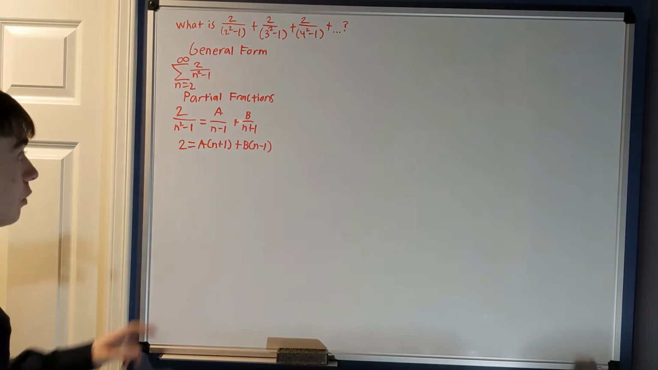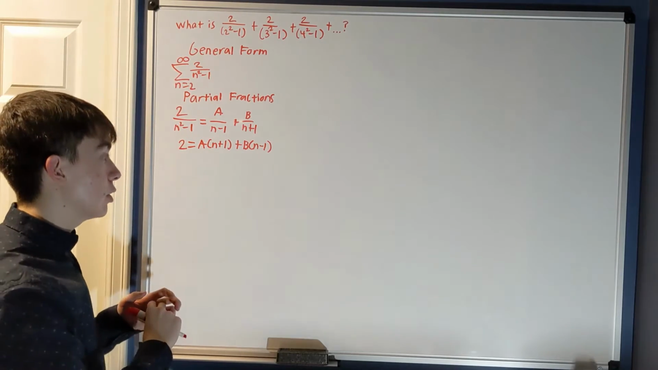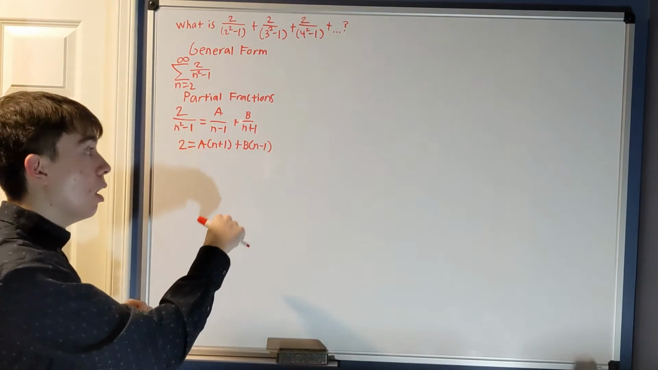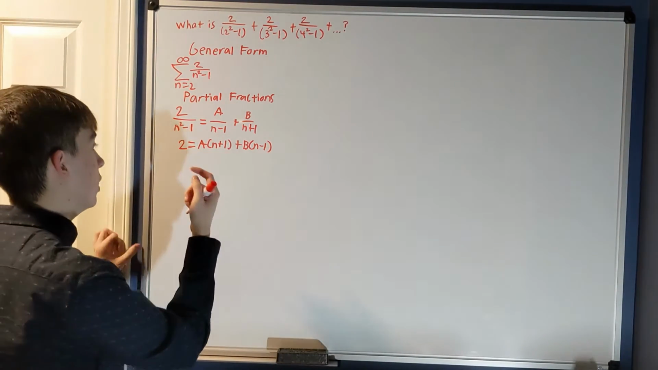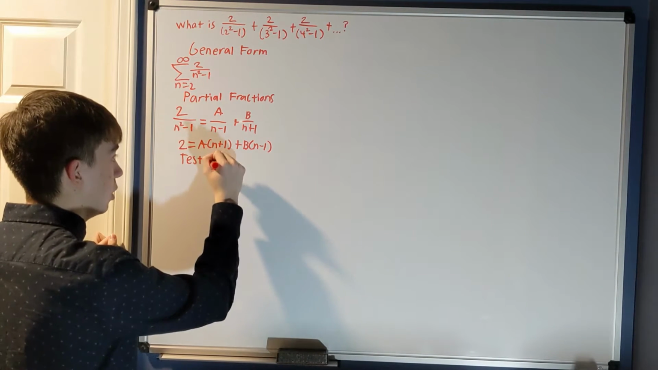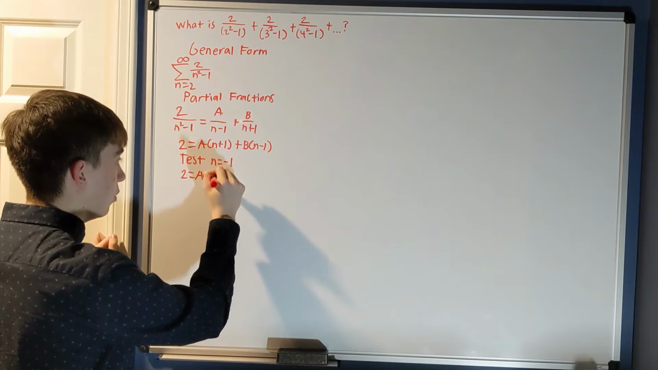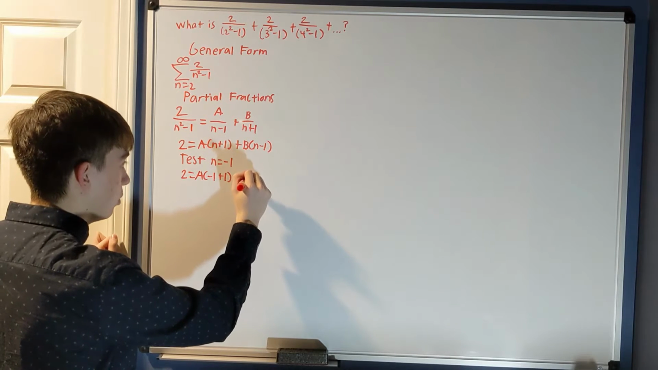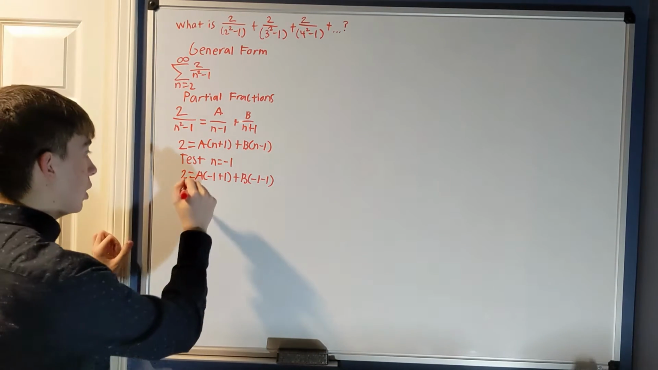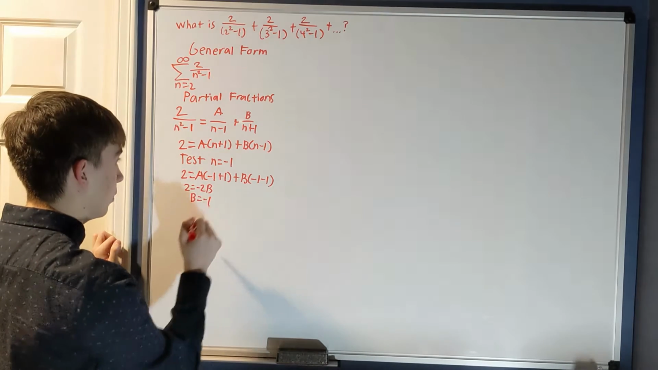So now, to solve for our different variables, we could simply plug in certain n values to cancel out the other coefficient that we were trying to solve for. For example, we can plug in n equals negative 1 and solve for b, or plug in n equals 1 and solve for a. So let's do that. I'm going to write test n equals negative 1. That will be 2 equals a times negative 1 plus 1, plus b times negative 1 minus 1. Boom. Then we get 2 equals negative 2b, so b equals negative 1.